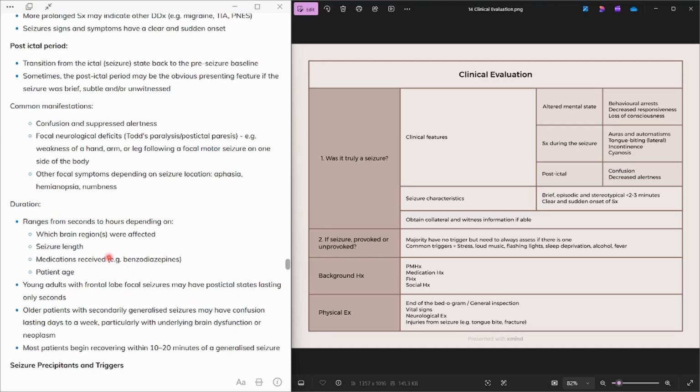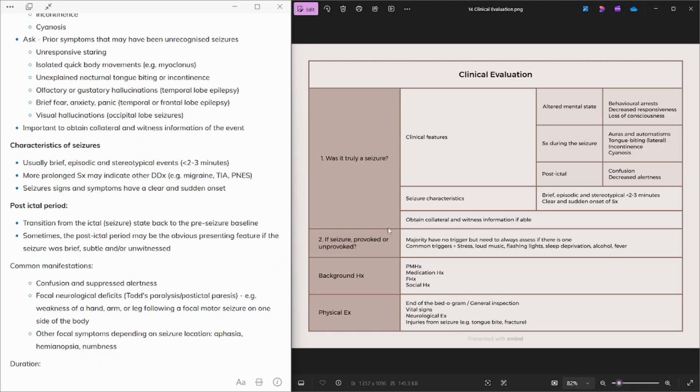The post-ictal period can range from a few seconds to hours depending on the brain regions that were affected, how long the seizure went for, if the patient received any medications that may terminate the seizure early on, and the patient's age. So for example, young adults with frontal lobe focal seizures may have post-ictal phases lasting seconds, whereas older adults with secondarily generalized seizures may have confusion lasting hours to days, especially if they have underlying brain dysfunction or a tumor. But most patients generally will begin recovering within half an hour of a generalized seizure.